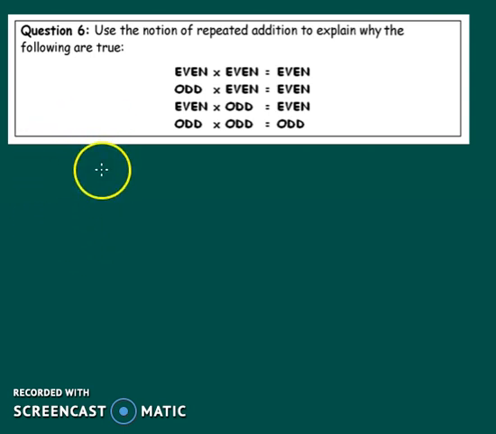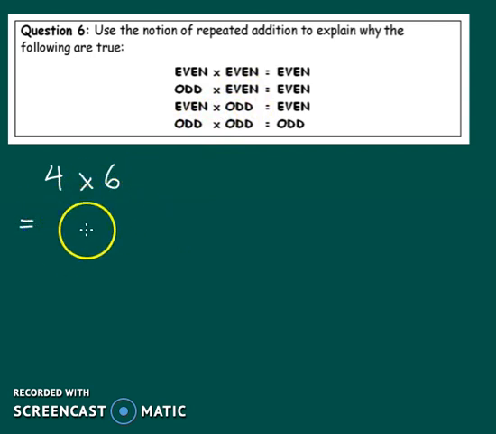So let's use what we know about addition to find out why these multiplicative rules are true. So let's use some examples. Let's start off with an even number that we know. Let's say we're multiplying 4 times 6. Well, what does that mean in terms of repeated addition?